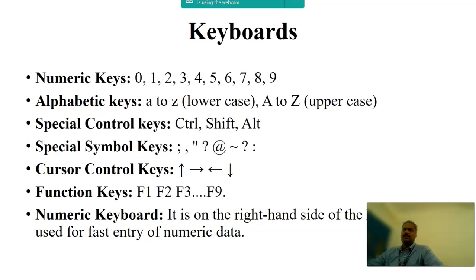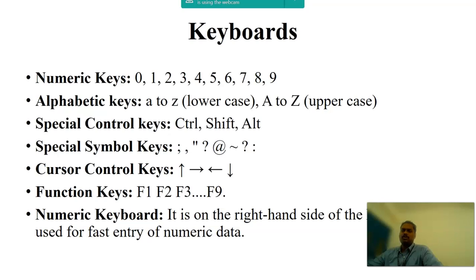The next thing is alphabetic keys. A to Z, uppercase A to Z. These keys we will use to enter information, for example our name, our street address, and some other information if you want to enter. It's a combination of alphabetic characters, so you can use these alphabetic keys.